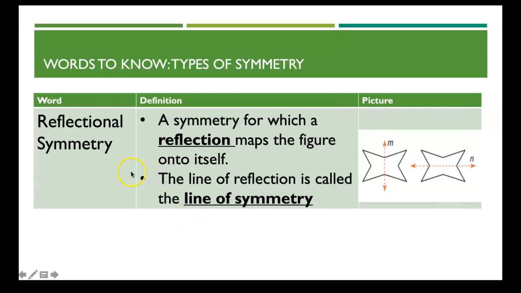Okay, reflectional symmetry means a symmetry for which a reflection maps the image onto itself. So if I was to fold it in half, it would look the same on one side and the other. This is also called the line of symmetry. The line of reflection is the line of symmetry. You've been drawing these for a long, long time. This is not a new concept.